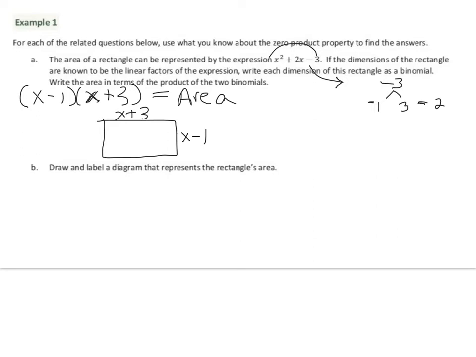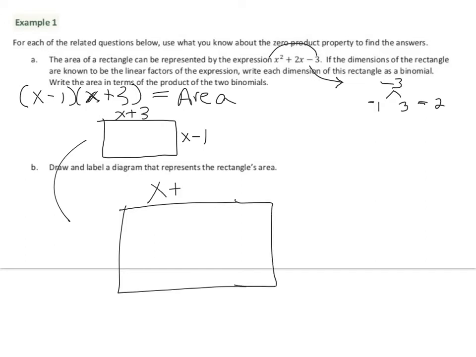Oops, I didn't read on, I'm sorry. I would make my longer side, just like I did above, the x plus 3, and the shorter side is the x minus 1, with the area x squared plus 2x minus 3.